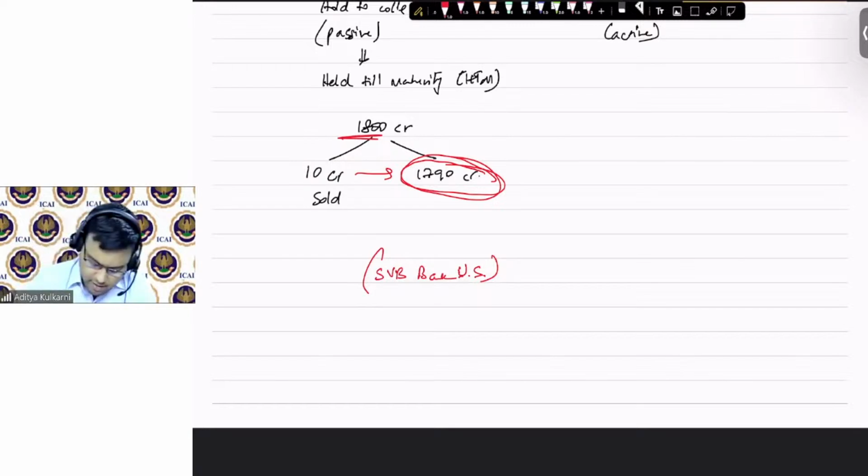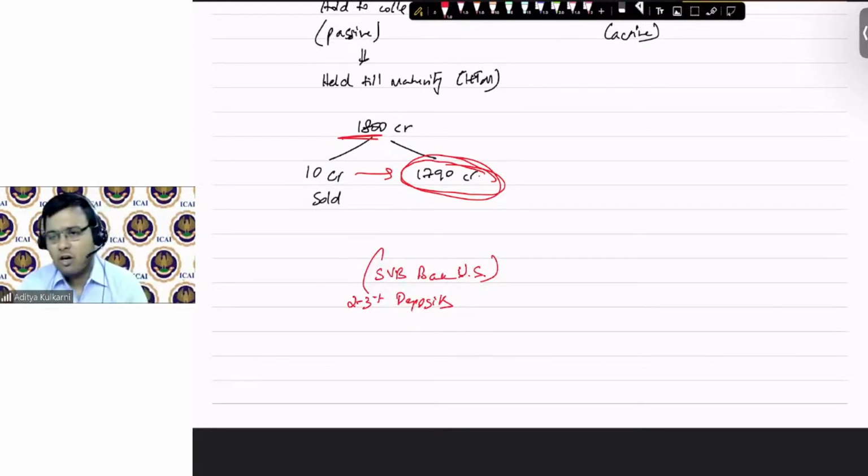Reason is simple. See, SVB bank had certain deposits. The deposits on SVB bank were generating interest in the range of 2 to 3%. US में उतना ही interest चलता है. Okay. So 2 to 3% interest on deposits. Because of inflation, what did the Fed do? Fed is like our RBI.